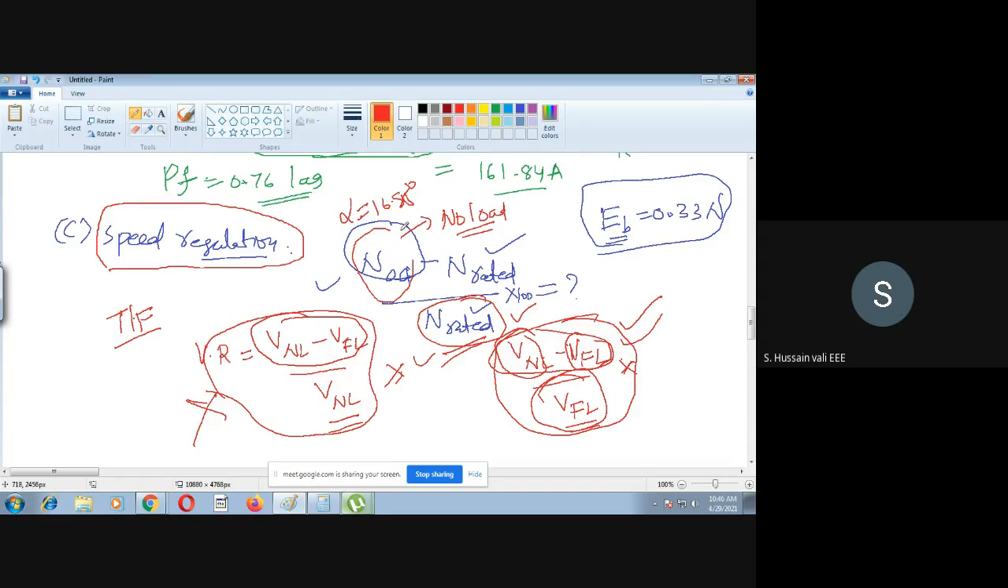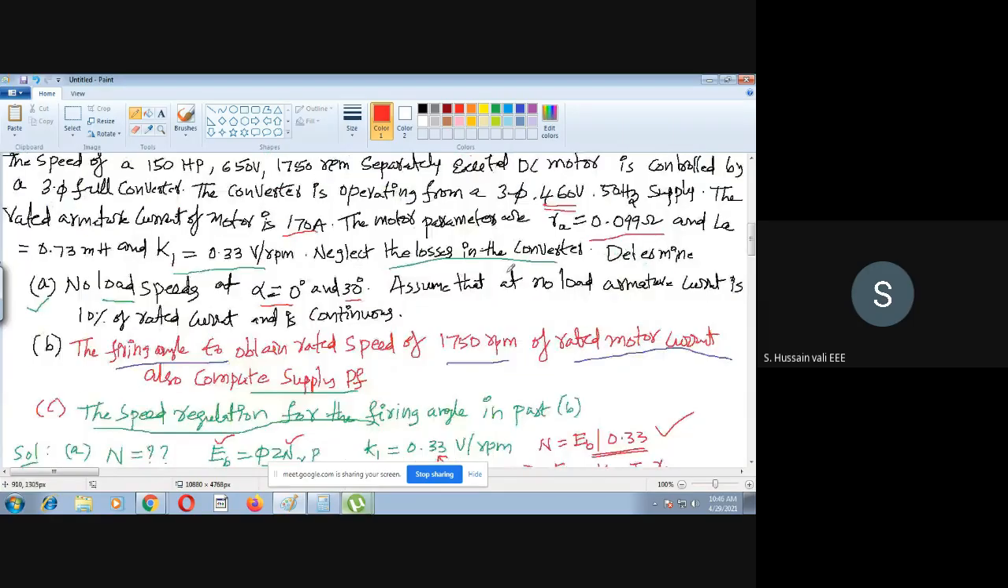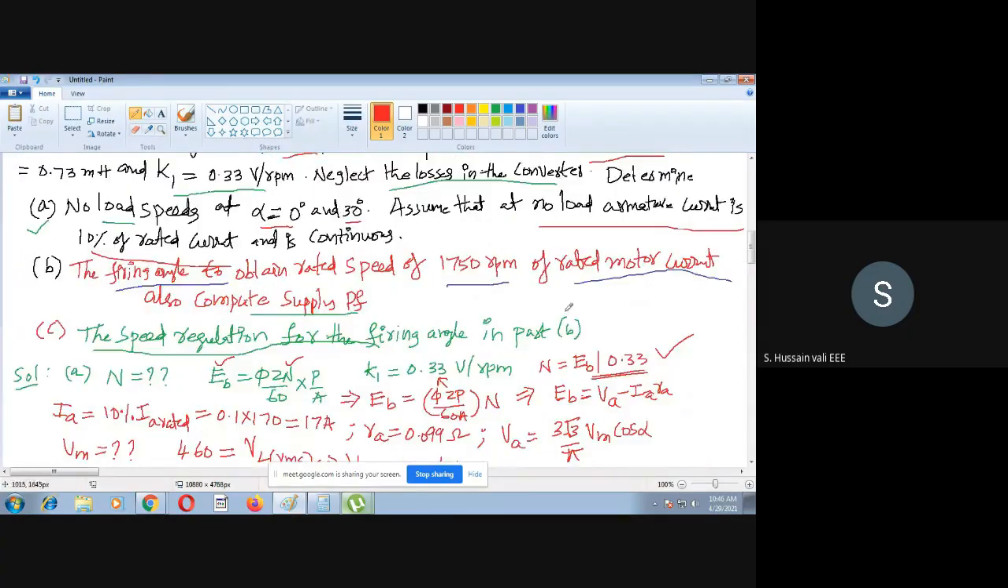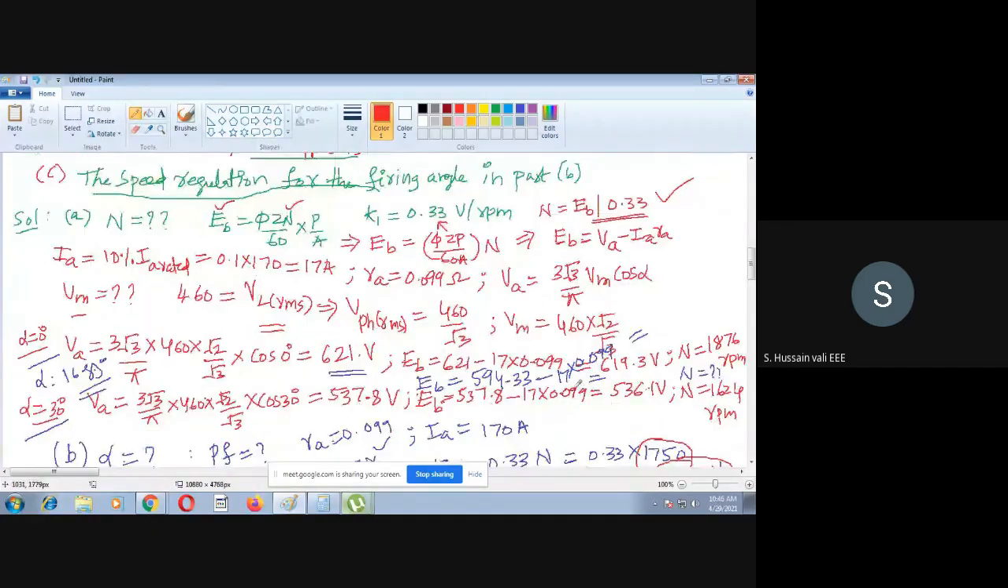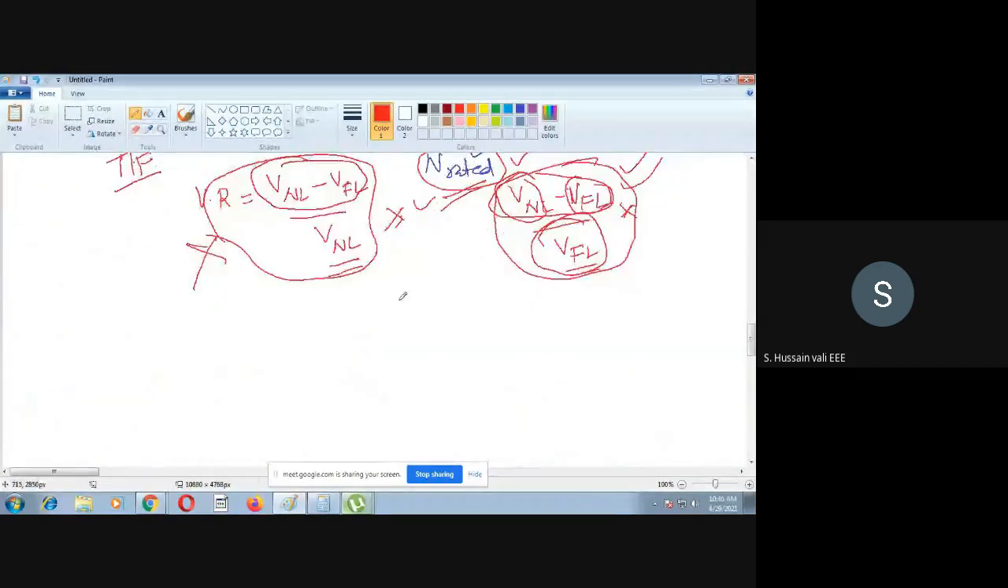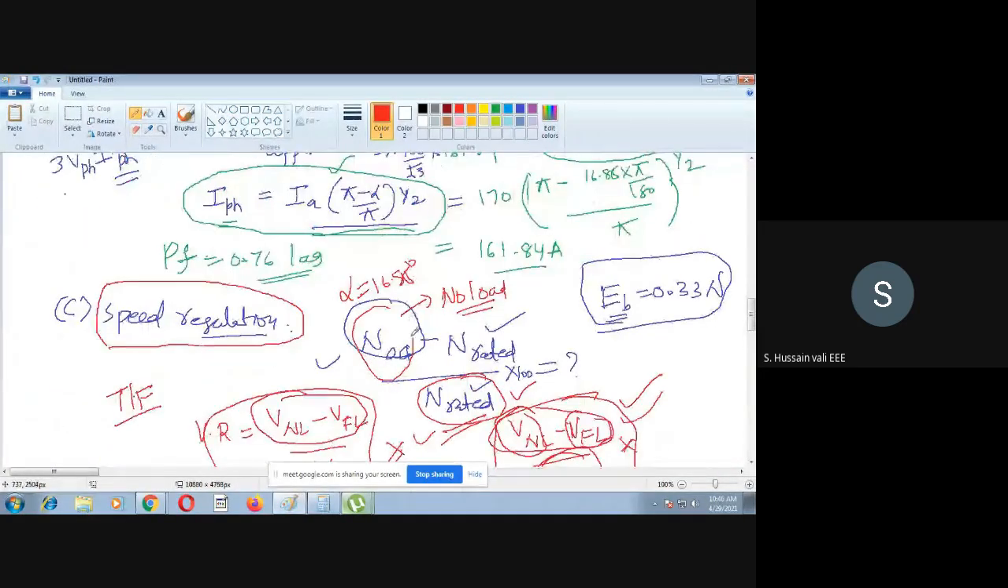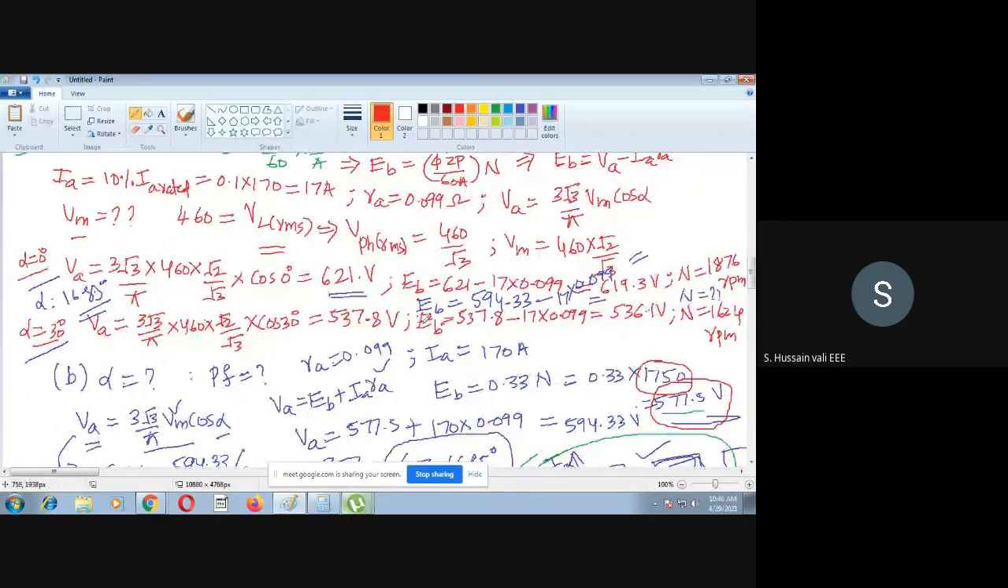It's important. So when you find the no load speed, you go to the question data. What is the data he has given? At no load, the armature current is 10% of the full load current. The full load current is 170 ampere, so 10% of that is 17 ampere. So 594.33 minus, you take 17, not 170. You take 17 because you have to find the speed at no load. Then only it is called voltage regulation. Otherwise, you cannot call that voltage regulation. Okay, so you understood now?